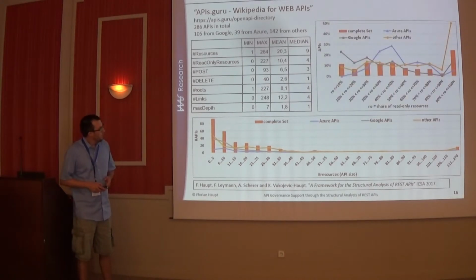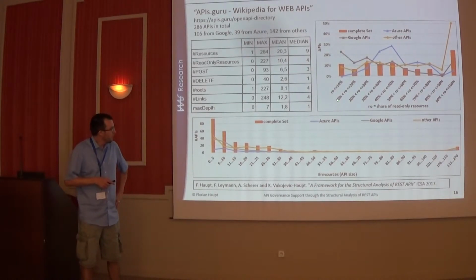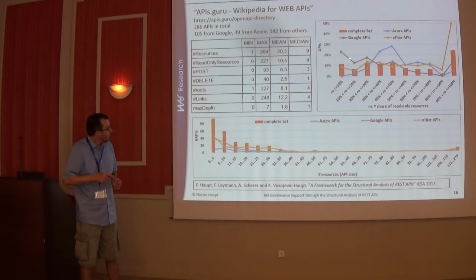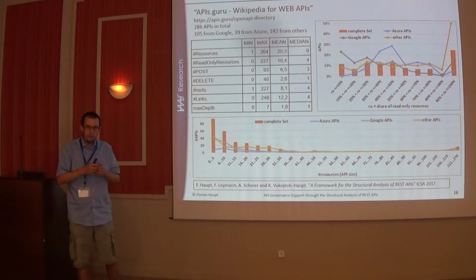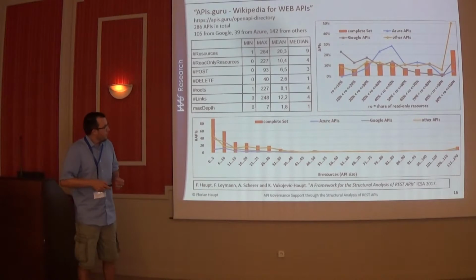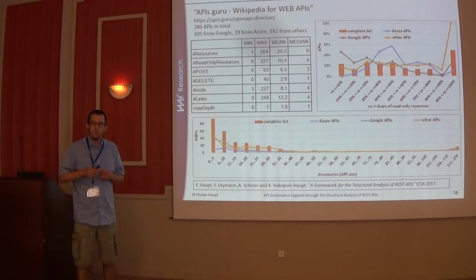We can see this here using another metric. This metric shows us on the x-axis how many resources of an API are read-only resources. On the left, you see how many APIs of this set have a read-only share of less than 10%. So basically, these are APIs where you can, at nearly any resource, do some data manipulation: deleting, updating, posting, whatever. And on the right side, these are all APIs where the amount of read-only resources is between 90 and 100%.